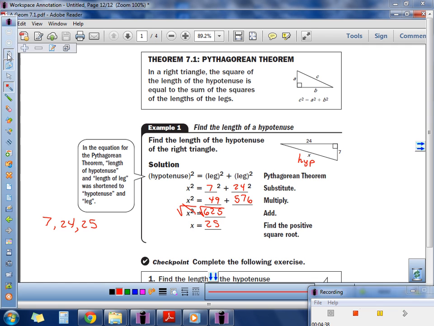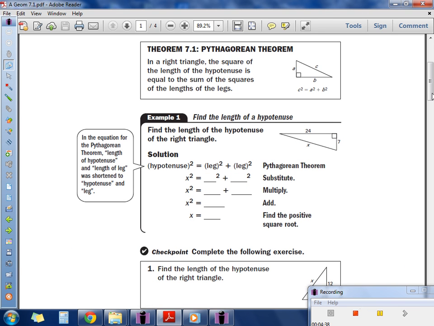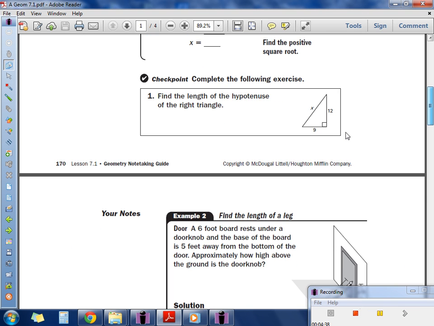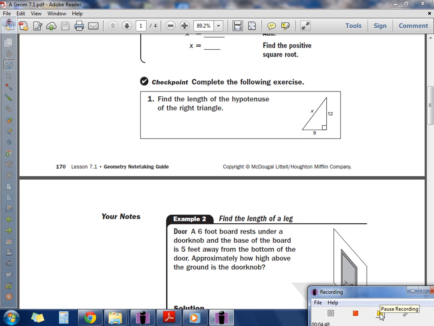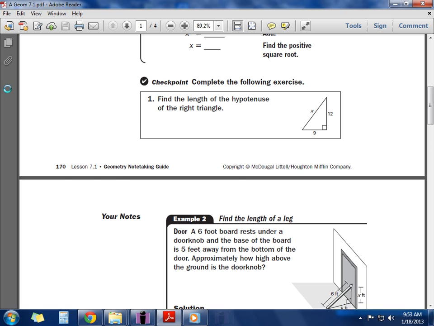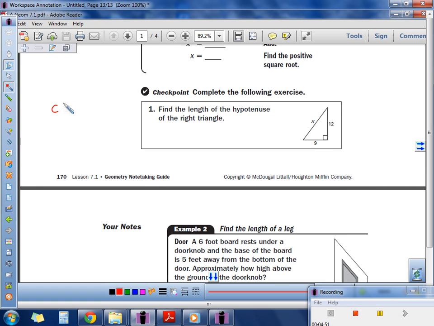So the next part we've got to consider are these checkpoints. See what you can do on this checkpoint. You're missing a piece. See if you can plug into our theorem. All right, so checkpoint 1. You should remember that our formula we're using is c squared equals a squared plus b squared.